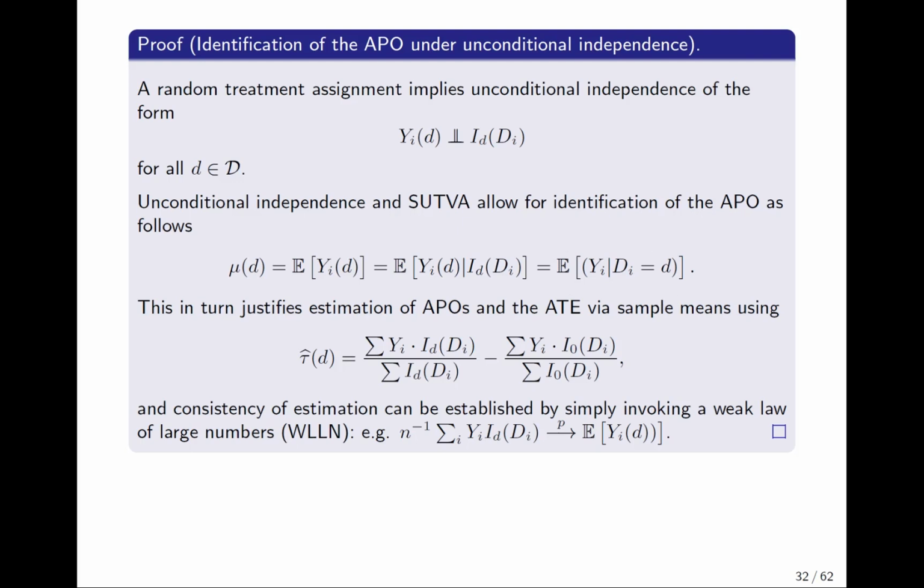And once we have that identification, that justifies estimation of this causal quantity, this potential outcome, and the average treatment effect, simply by our sample means. So on this side we have a sample mean, or a subsample if you like, of the units that receive treatment level d, minus a subsample mean of the units that receive treatment level 0. We take the difference, and this gives us a consistent estimate of the average treatment effect. And the fact that it's consistent is simply justified by a law of large numbers.